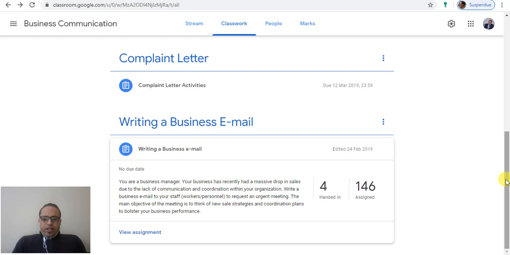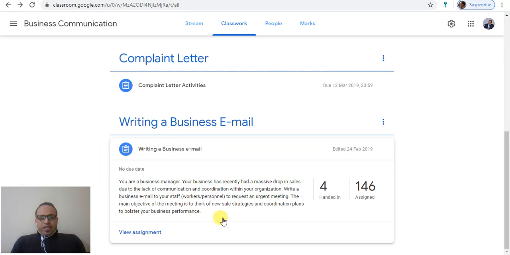So that's very necessary. Now you're required to write a business email according to the instructions here, okay? You are a business manager. Your business has recently had a massive drop in sales due to the lack of communication and coordination within your organization. Write a business email to your staff, to your workers and personnel, to request an urgent meeting. The main objective of the meeting is to think of new sales strategies and coordination plans to bolster and boost your business performance. Okay, so you are the manager, and it's you who is calling for this urgent meeting. So write an appropriate business email respecting the form and the content.